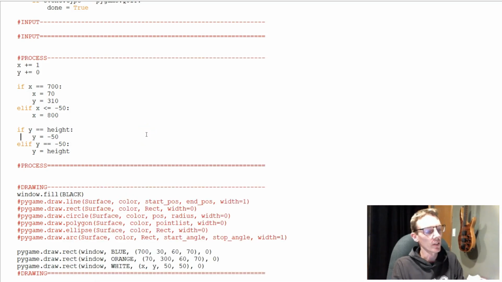But maybe you don't always want to have it loop. It would be a lot cooler if, let's say, we had some sort of a game with a ball and the ball was bouncing around the inside of the screen. So that's what we're going to do today.